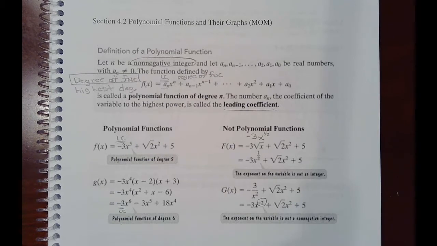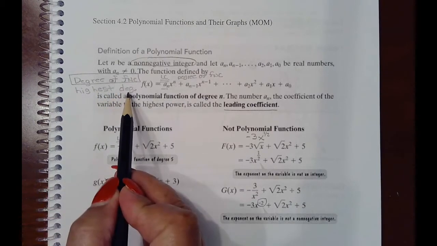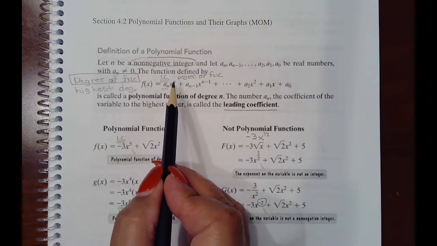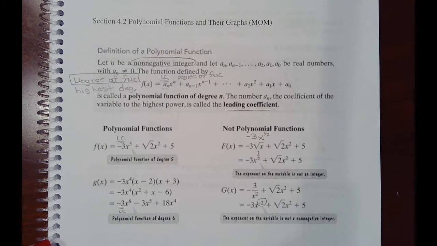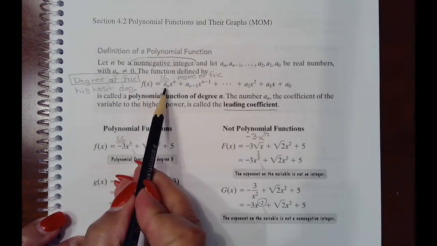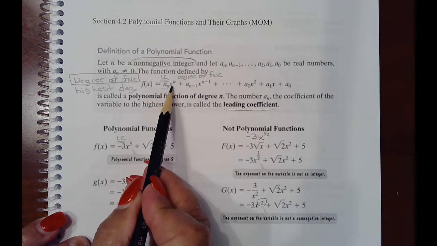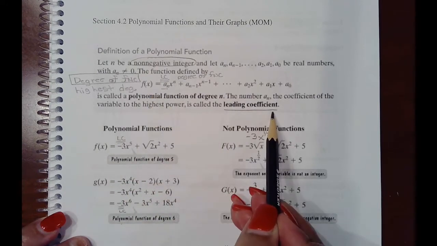You're going to be expected to understand what the degree of the function is. I've written here that the degree of a function is just whatever the highest degree is. So you're going to look through all the terms, locate the term that has the highest power on the variable, and that's the degree of the overall function. And whatever the highest degree variable is, the number in front of it is called the leading coefficient.